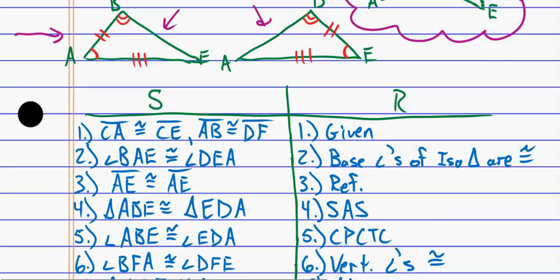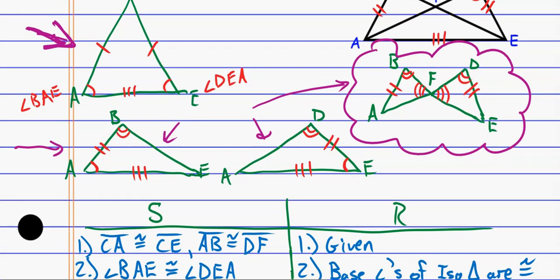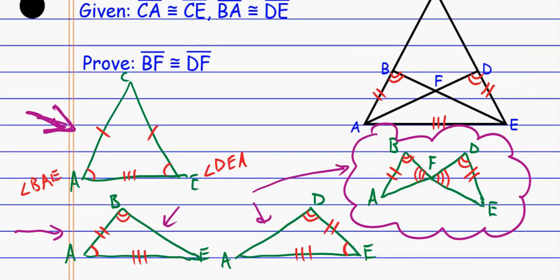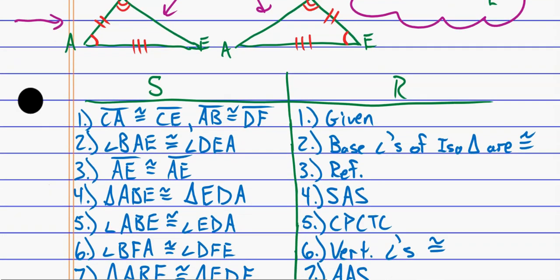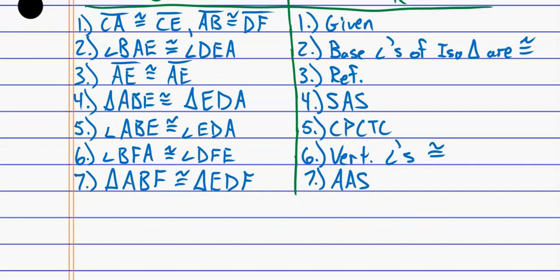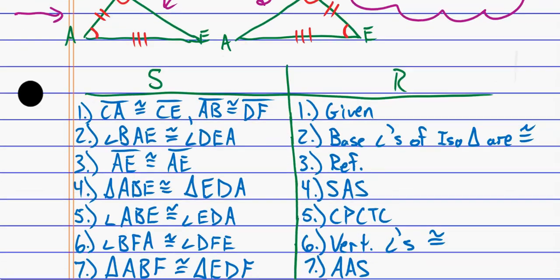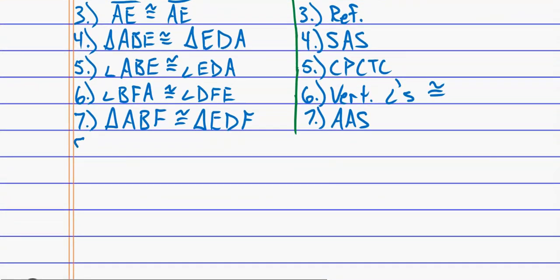Okay? And so now I've shown that these two small triangles are congruent, but that's not what I wanted. I wanted the pieces of those, BF and DF. I wanted to show that this piece right here and this piece right here are congruent. Well, I can say that now because the triangles are congruent. Okay? That's my CPCTC step. Okay? So BF and DF. And again, that's CPCTC.